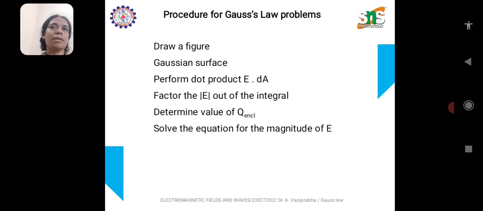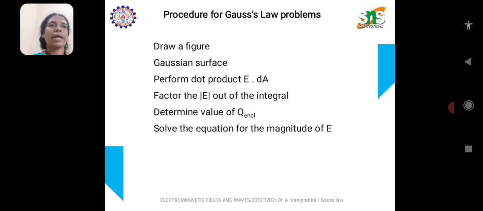While determining the electric field or the charge enclosed by applying Gauss law, we shall follow this procedure. If that procedure is followed in sequence, then obviously we can attain the complete charge enclosed or electric field intensity or electric flux density. First and foremost, you have to draw the figure of the charge to be identified. If it is a long wire, you have to draw the figure of a lengthy wire marking all the necessary dimensions.